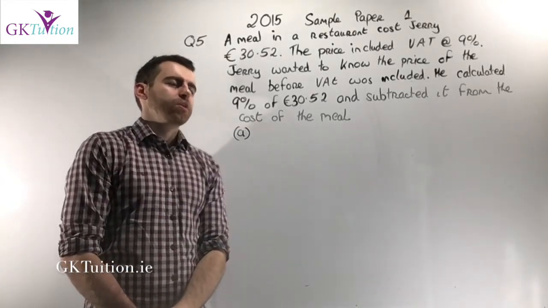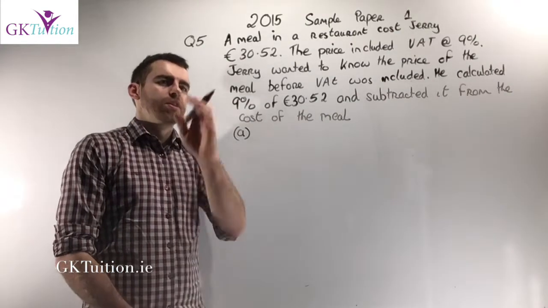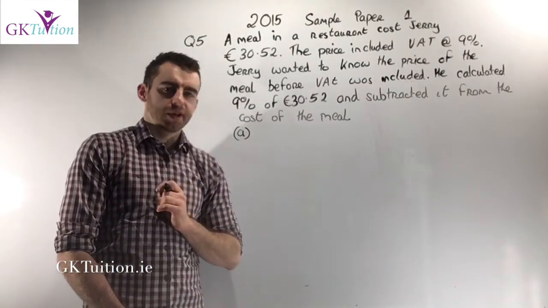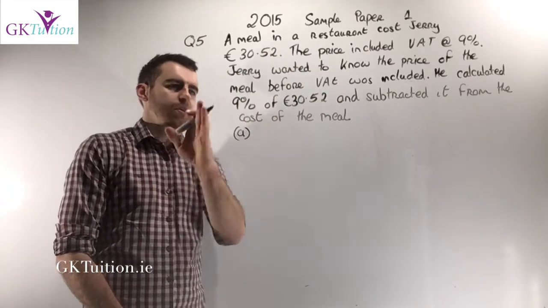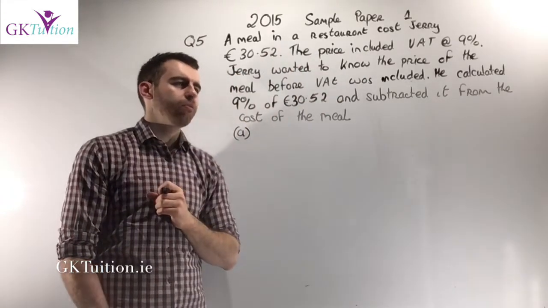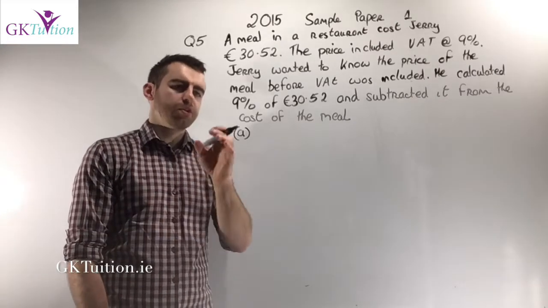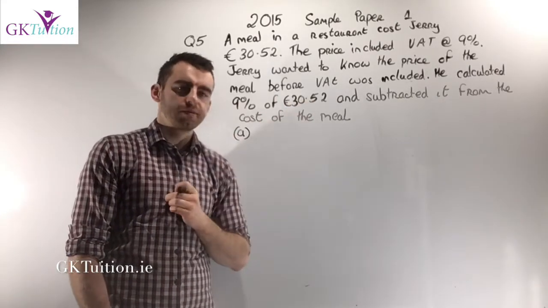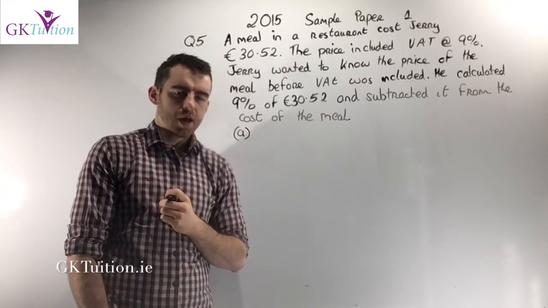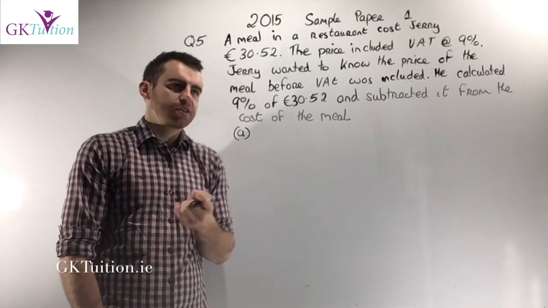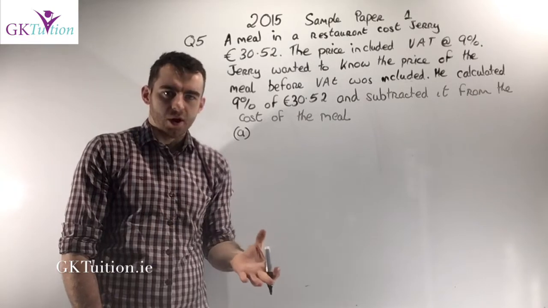In this question, we're told that a meal in a restaurant cost Jerry €30.52 and the price included VAT at 9%. Jerry wanted to know the price of the meal before VAT was included. So he got 9% of €30.52 and subtracted it from the cost of the meal. And the first part of the question says, explain why Jerry's method is wrong.